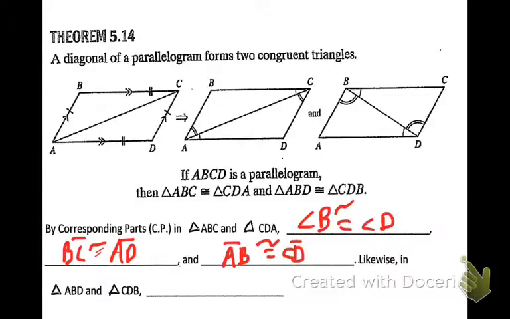Right? Likewise in ABD and CBD, what else could we say is congruent? In the third picture, what can we say is congruent? By CP. How about angle A is congruent to angle C? All right. Any questions there? Okay.